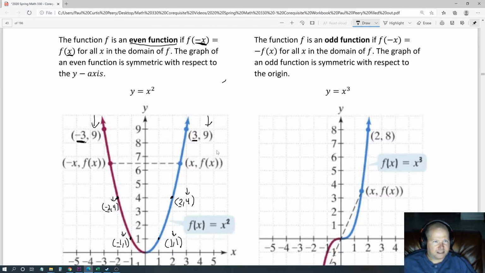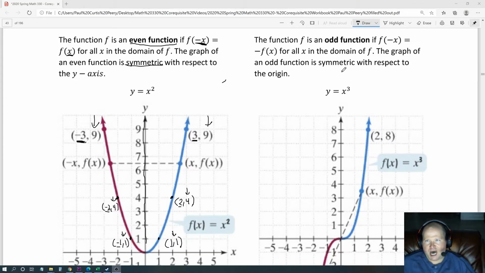Now, when they're talking about symmetry, they're talking about it being symmetric with respect to the y-axis, which is the one right here in the middle. You can imagine spinning that around the y-axis, and you can see that it's even, or symmetric, with respect to the y-axis. Both sides of the y-axis are identical. You could spin it around the y-axis, and it would be a mirror image across the y-axis.